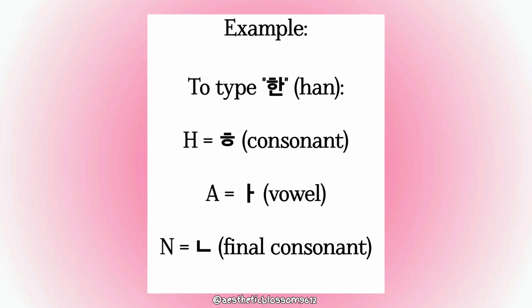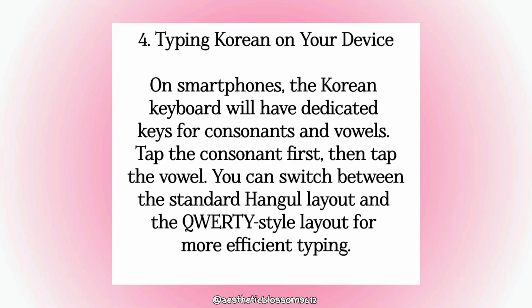Example. To type han. H equals H, consonant. A equals A, vowel. N equals N, final consonant. 4. Typing Korean on your device. On smartphones, the Korean keyboard will have dedicated keys for consonants and vowels. Tap the consonant first, then tap the vowel.